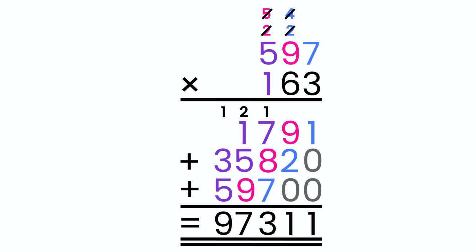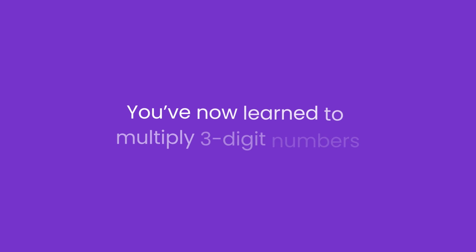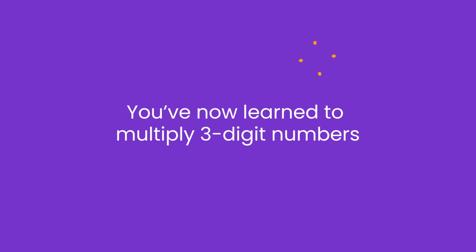You can use this method if the factors have a different number of digits as well. Just place the longest on top. The calculations might take some time, but long multiplication always works. You've now learned to multiply 3-digit numbers.